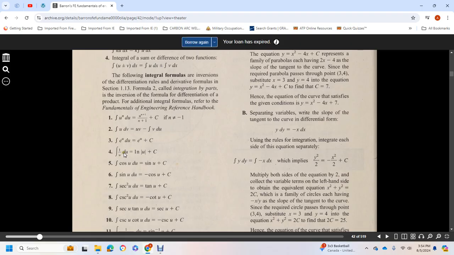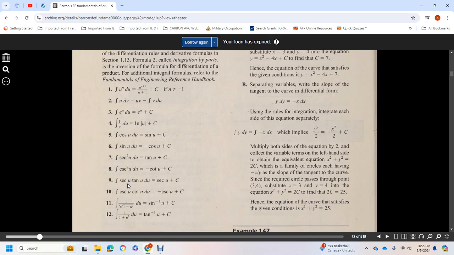The integral of 1 over u du is equal to the natural log of the absolute value of u, plus c. The integral of cosine u du equals sine u plus c. The integral of sine u du equals negative cosine u plus c. The integral of secant squared u du equals tangent u plus c. The integral of cosecant squared u du equals negative cotangent u plus c. The integral of secant u tangent u du equals secant u plus c. The integral of cosecant u cotangent u du equals negative cosecant u plus c.